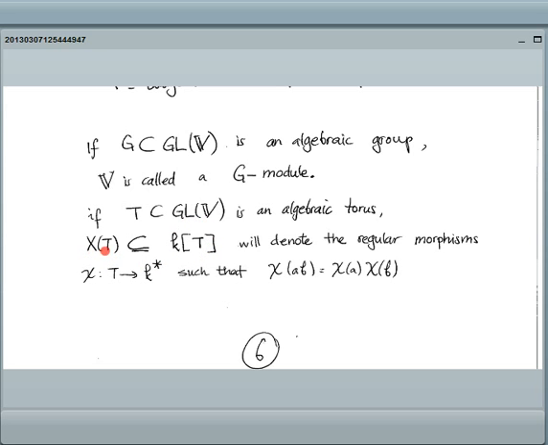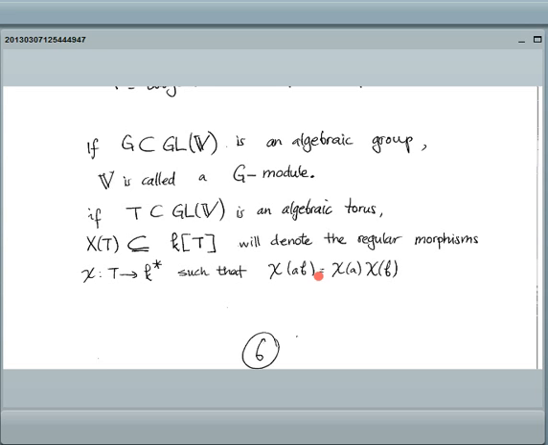I'm going to choose a special subset of these functions on the finite copies of C star. A regular function on T from T to K star is called a character of the torus T if, first of all, it lives in this ring, and second, it is a homomorphism. So a character of an algebraic torus is just a polynomial function on T with non-zero values, and it's a group homomorphism. Okay, so these are my characters.